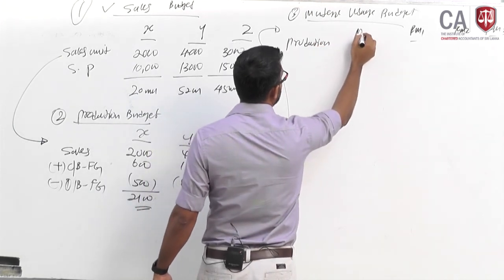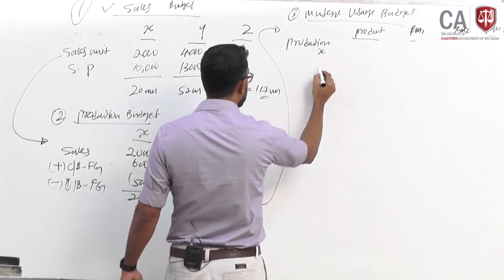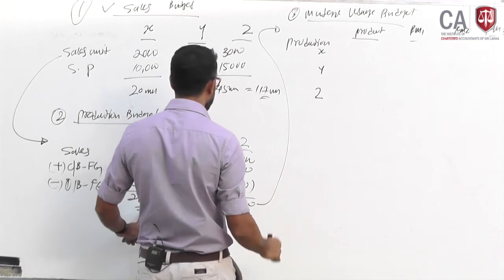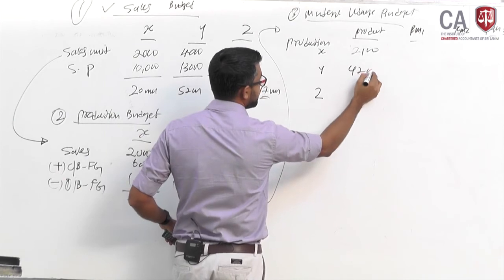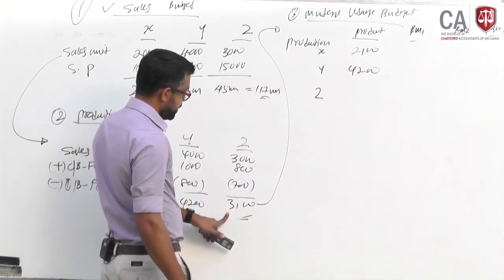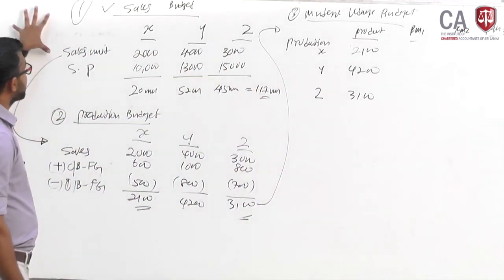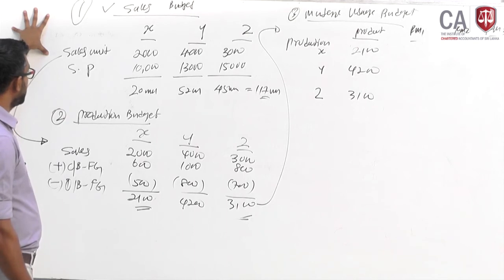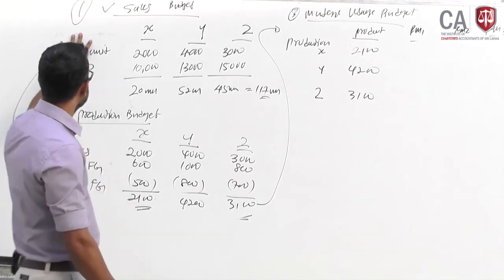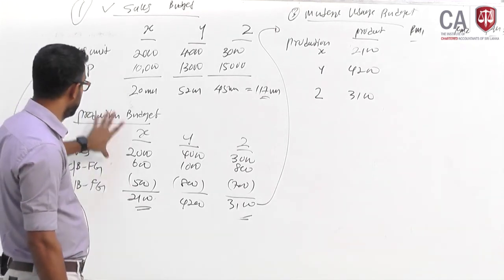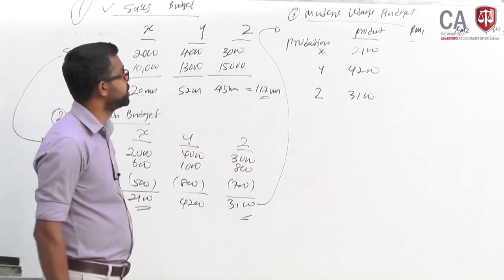You have three products, right? What are they? X, Y, Z. How much do you produce? 2,100 of X, 4,200 of Y, 3,100 of Z. Understand that the output of one budget becomes the input of the next. The output of the sales budget is the input of production, and the output of production is the input of material usage.